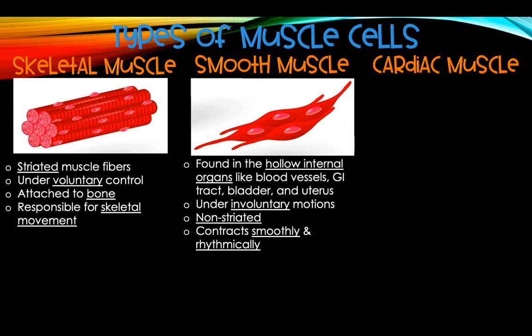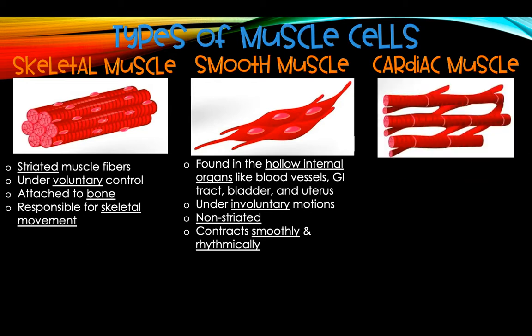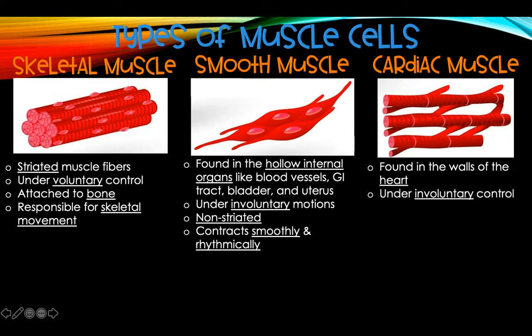The last one that we'll talk about briefly is cardiac muscle. So cardiac muscles look like this. It's kind of a combination of your skeletal muscle and smooth muscle. So it has striations and it has individual nuclei, but it also is rectangular shaped. So cardiac muscle looks like this. It's found in the walls of the heart. Cardiac means heart. So that one should be pretty easy to remember. It's under involuntary control again, which means that you do not have to think about it. It just does it for you.